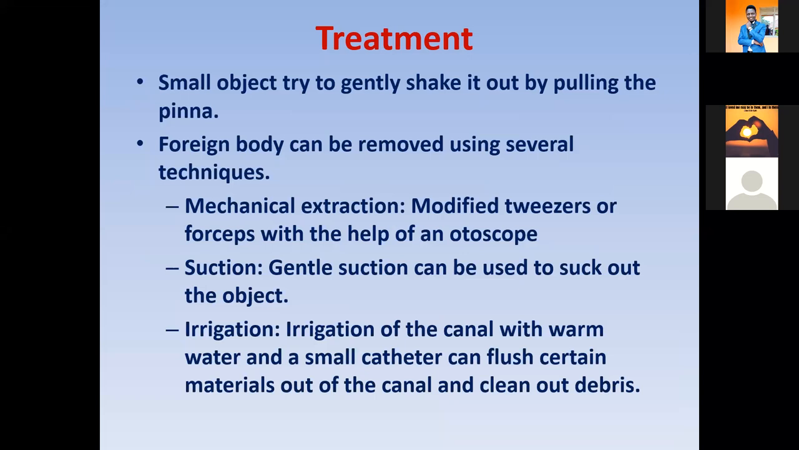Management of small objects: you can try pulling the pinna, and they fall out, like the small metallic bead that we noted in the first image. However, foreign bodies can be removed with several techniques. One, mechanical extraction. We can use forceps or modified tweezers, but most of the time here we have forceps, so we can use Tilley's forceps or crocodile forceps or alligator forceps. These different forceps are used to grab the foreign body and remove it. Sometimes you can use suction.